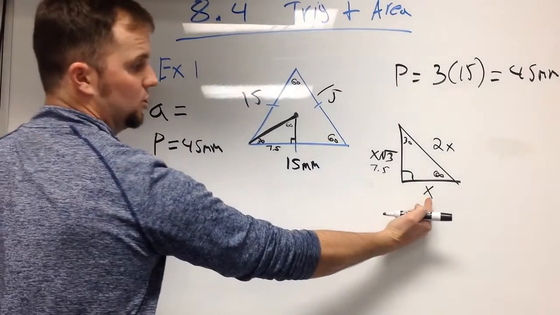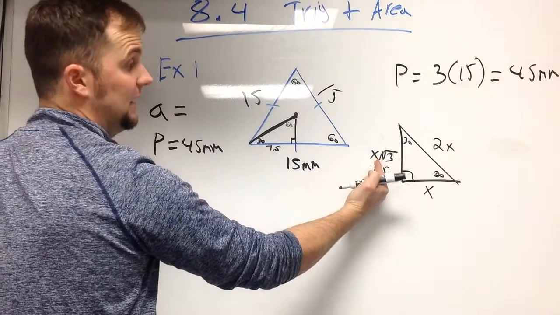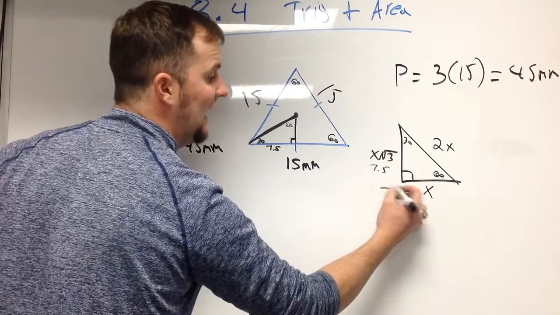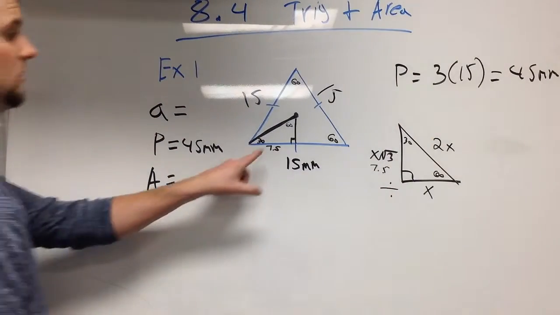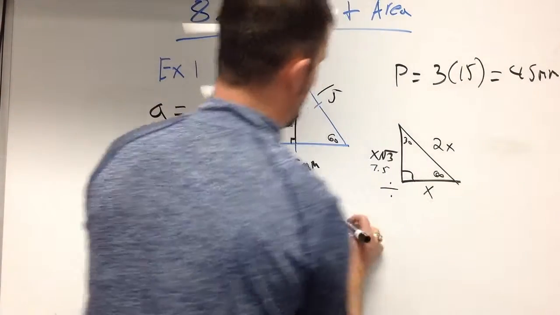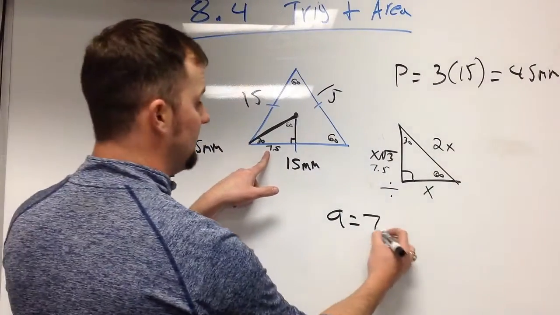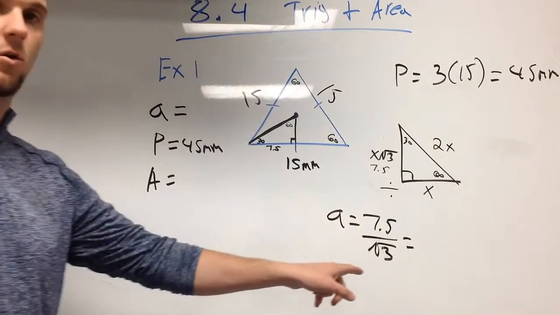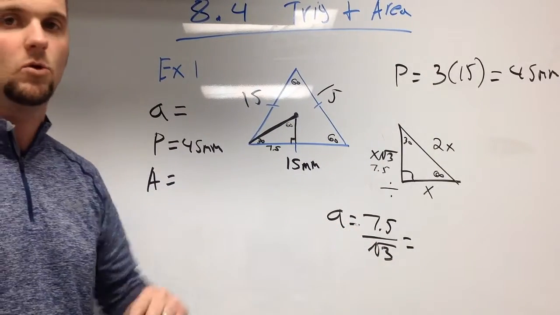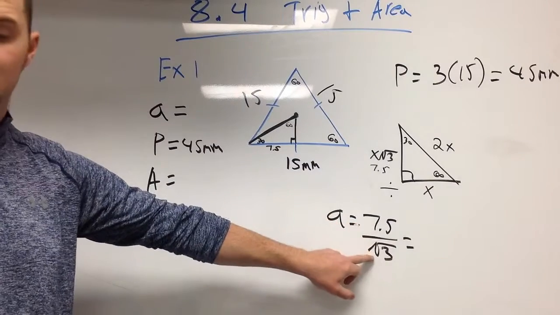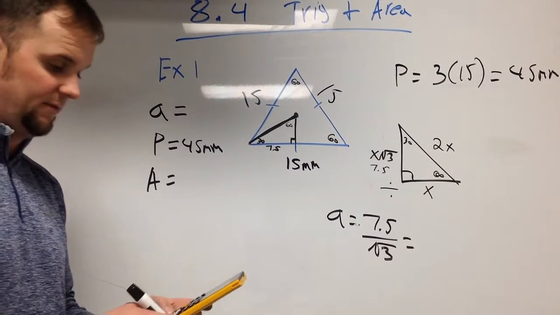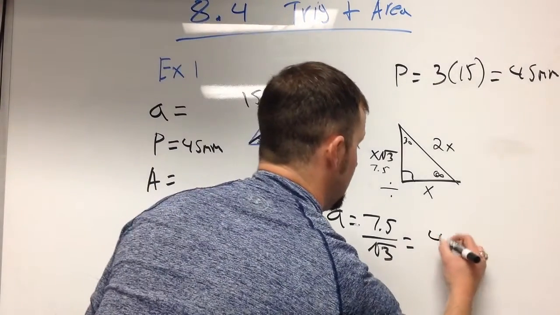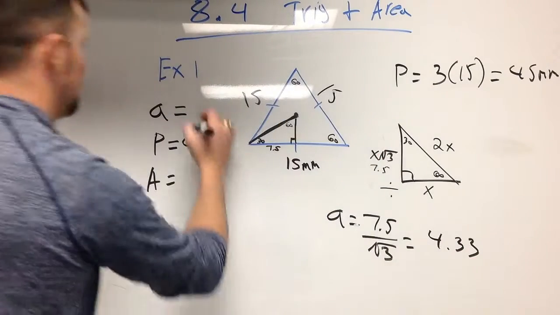So I know if I go from the short leg to the long leg, I need to multiply by the square root of 3. So to go the opposite way, I'm going to end up dividing by the square root of 3. So what I'm going to do to find the apothem, I'm going to take the long leg, which is 7.5, and I'm going to divide it by the square root of 3, which mathematically isn't correct, but you can type this in the calculator, it will give you a decimal. So if I do 7.5 divided by the square root of 3, it is going to give you 4.33. So ladies and gentlemen, this is going to be your apothem.